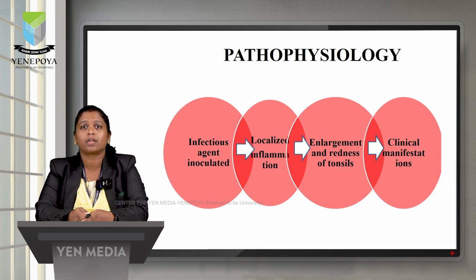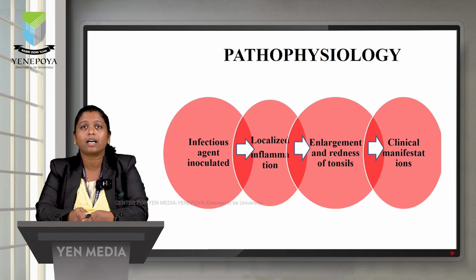So at that time the body's immune system will be activated, and because of this activation of the immune system, an inflammatory process will begin. In this inflammatory process the body starts releasing chemicals, that is the cytokines and the histamine. These chemicals allow the blood vessels to dilate, and it increases the blood supply to the affected region. So there will be a presence of redness over the tonsils.